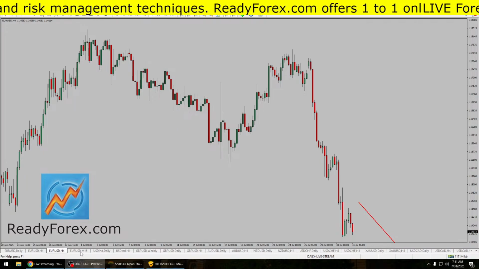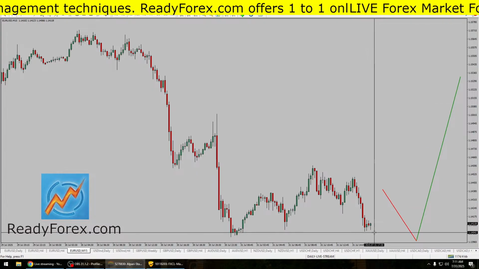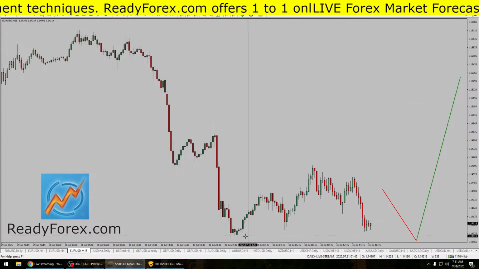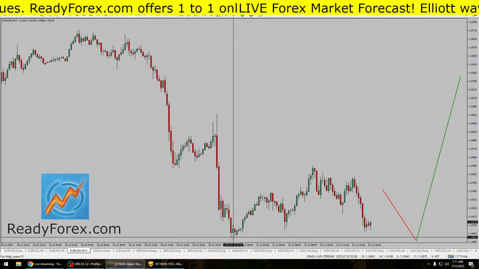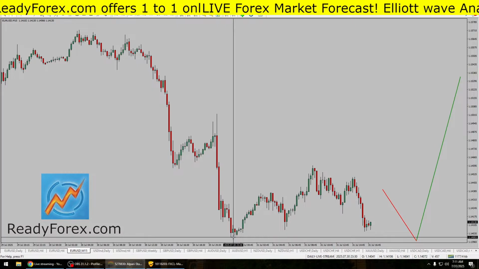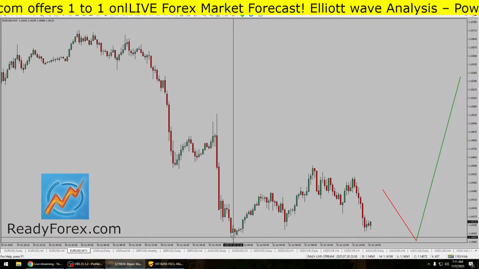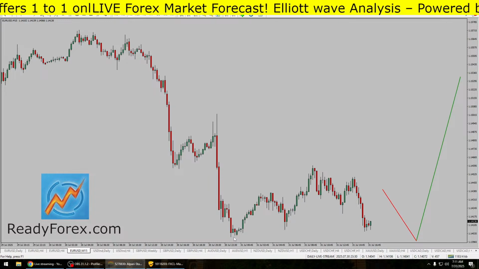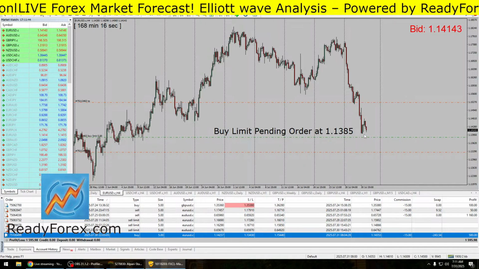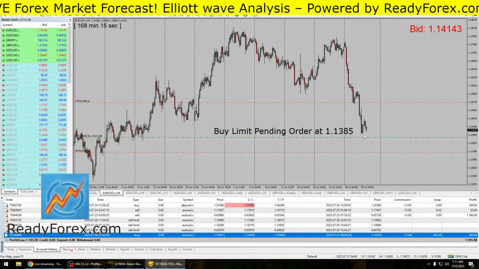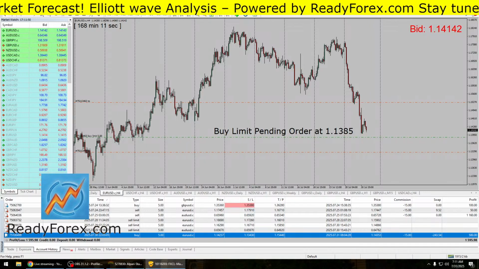Okay, euro USD price action is falling down, and I expect further weakness in price action. The way I see it, the dollar is most likely going to break below this old swing low. So 1.1400, this is the level. The market is most likely going to break through it, and I put in my buy limit pending order below this low at 1.1385. Over here, the stop loss is down over here.